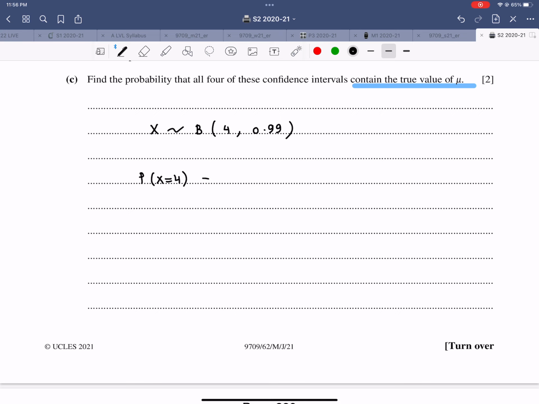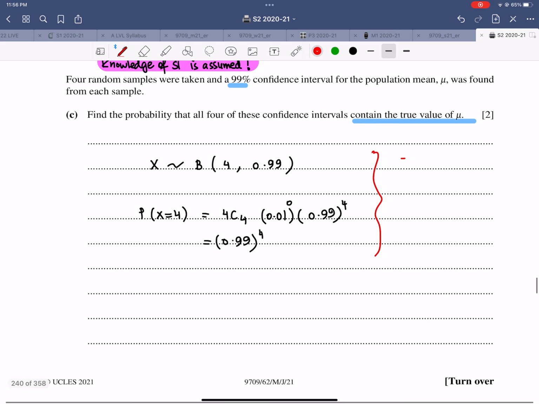Success raised to power of 4 and failure raised to power of 0, which comes out to be 0.99 raised to power of 4. Now someone could ask this question, is it necessary to use binomial? The answer is no. This is basically the concept of tree diagram, and then you can say success and success multiplied by itself 4 times, and this is 0.99 raised to power of 4. So this is perfectly right.